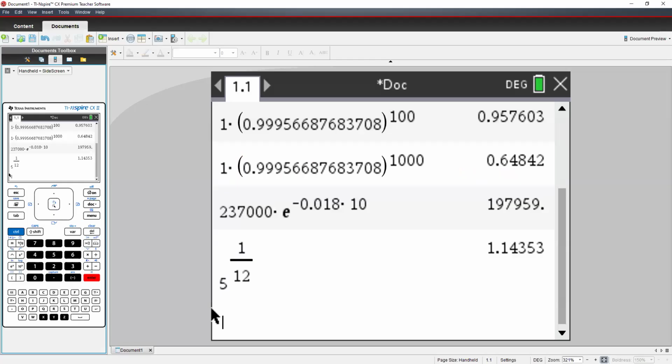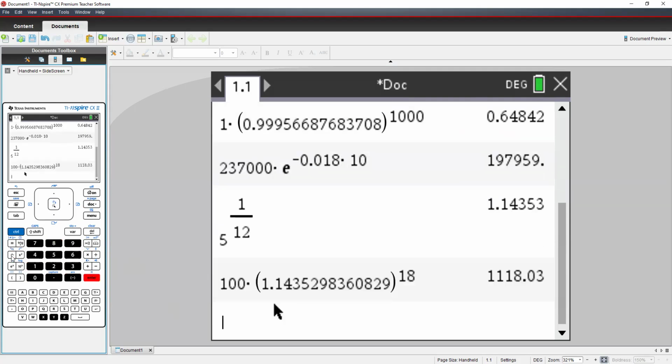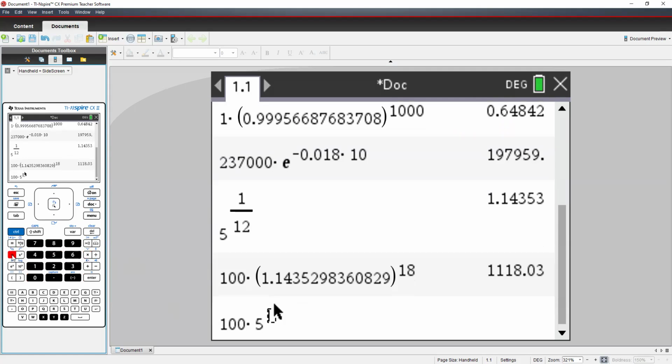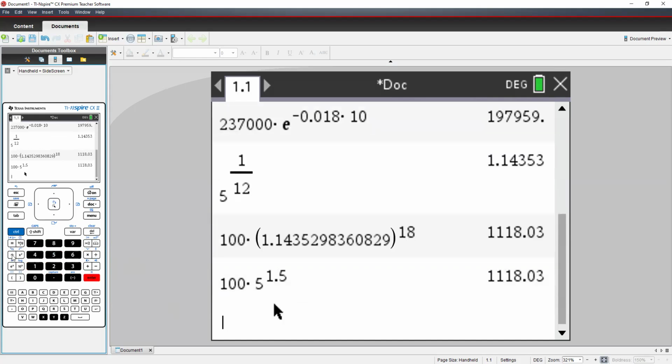All right, so when I'm over here, I would need to do 100 times, in my case, control answer, and then I'll raise that to the 18, and I get this as an answer. If I did it the other way, I could do 100 times 5 raised to the 1.5. And you can see you get the same conclusion. So you can keep it in years or keep it in months. Just make sure your time frame stays the same. But my brain instantly went to months. But had I looked at it longer, I would have probably kept it in years.